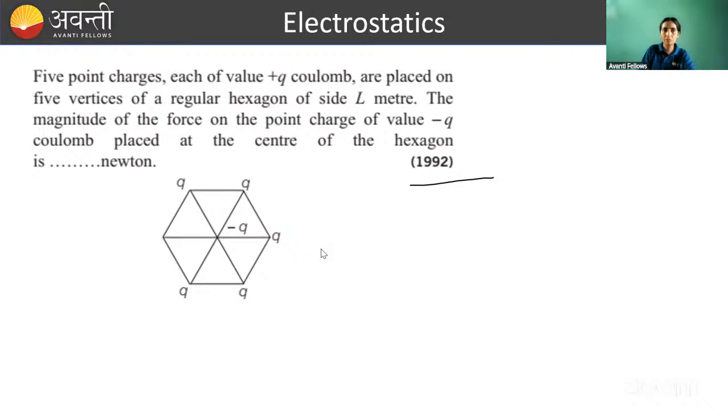Let me explain the question. There are 5 point charges. So on these 5 vertices, there are 5 charges of equal magnitude q.